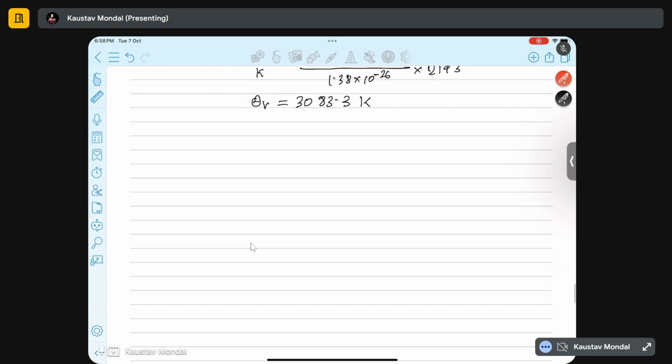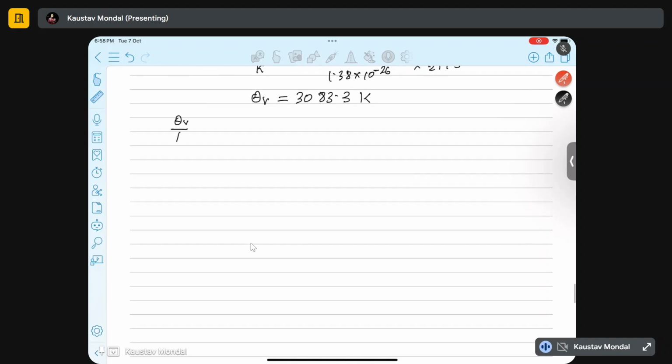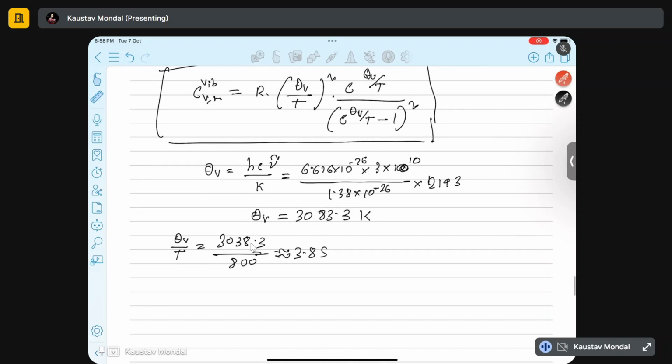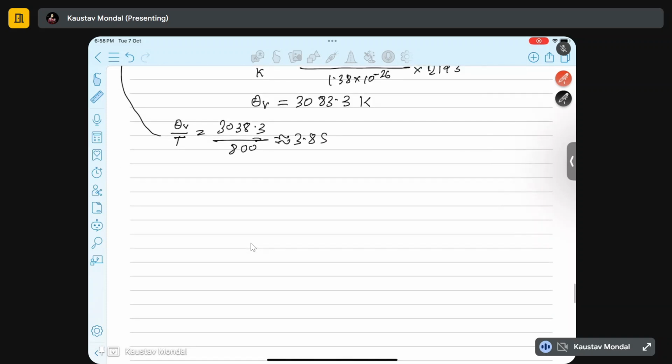So theta v by T would be 3083 by the temperature, which is 800 Kelvin, so it will be almost 3.85. This is the value of theta v by T. So now we have to substitute this value of theta v by T here.